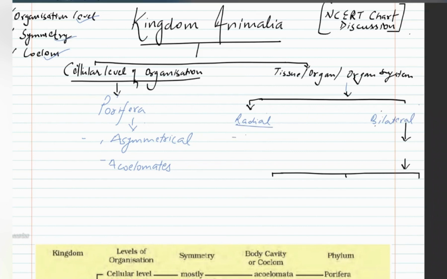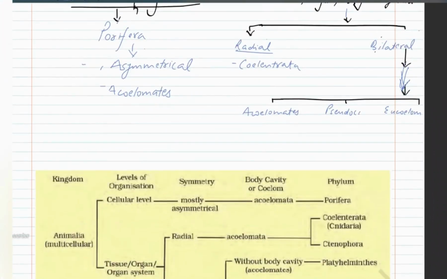So, which are the organisms that have radial symmetry and also exhibit tissue or organ level of organization? Here we have phylum Coelenterata. Now, organisms that exhibit bilateral symmetry can have three types of coelom. Either they can be acoelomates, or they can have a pseudocoelom, or they can have a true coelom.